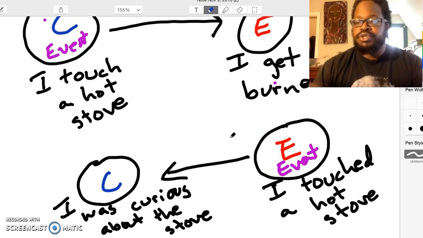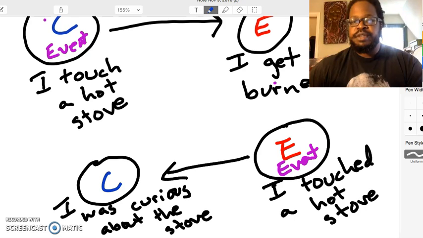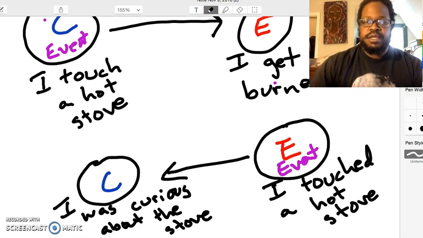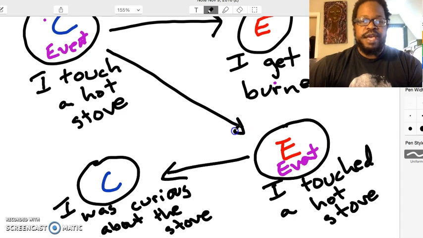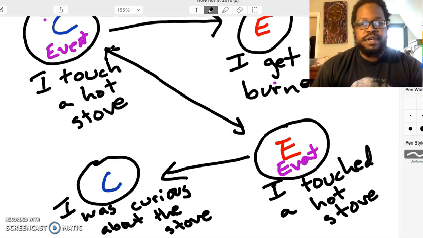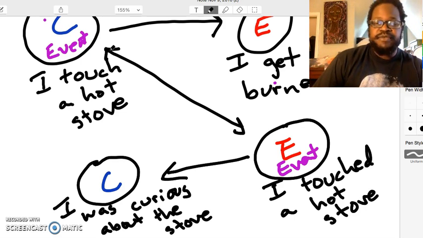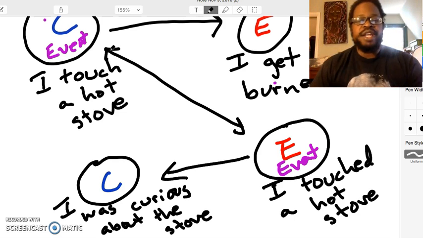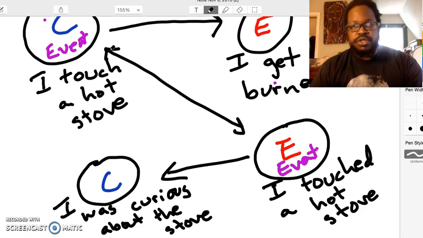Well, what am I trying to illustrate here? The thing that I'm trying to illustrate, very simply, is that singular events, depending on how we look at it, can have causes and they also can have effects. One event isn't necessarily always the cause or always the effect.